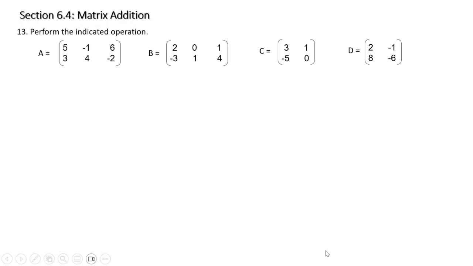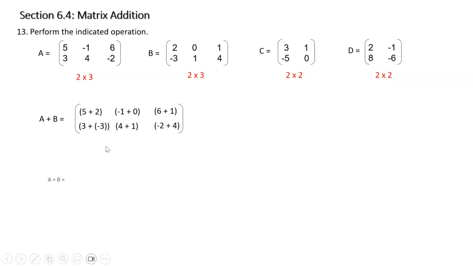Now comes section 6.4. We're going to add these. So this is a size for A, for B, and for C, and for D. So A plus B: I'm going to add the 5 and the 2, the -1 and the 0, the 6 and the 1, the 3 plus the -3, the 4 plus the 1, the -2 plus the 4. So it's going to give us 7, -1, 7, 0, 5, and 2. That's my answer.